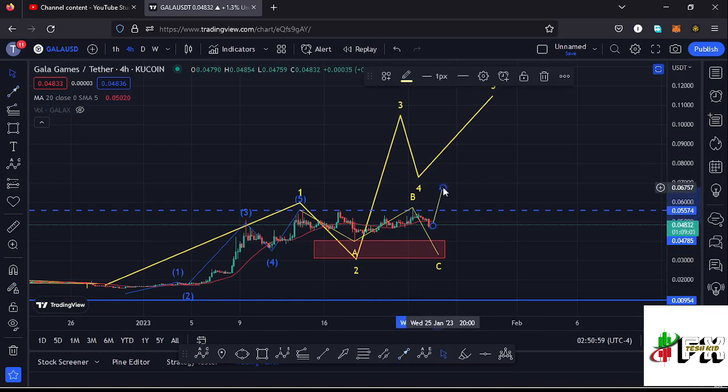$0.05574 mark. In case that happens and we continue seeing an impulsive wave to the upside, then that will be enough confirmation that we are back in the formation of this wave 3, and there are chances of fully maximizing our target area at the fib level 1.618. So that is the first possible scenario that I'm expecting to play out here on the Gala Games chart.